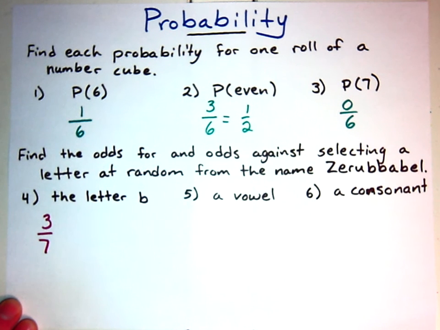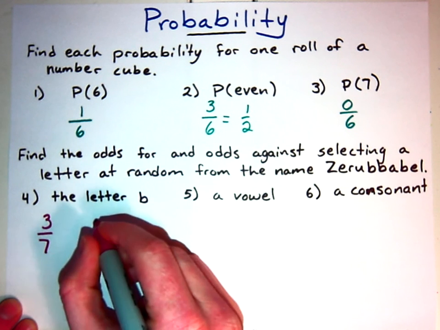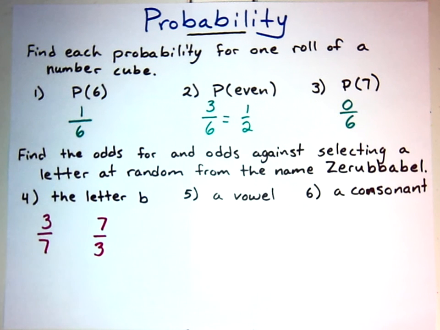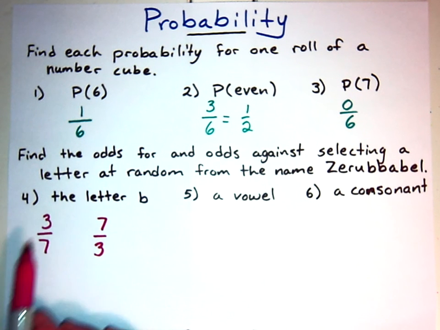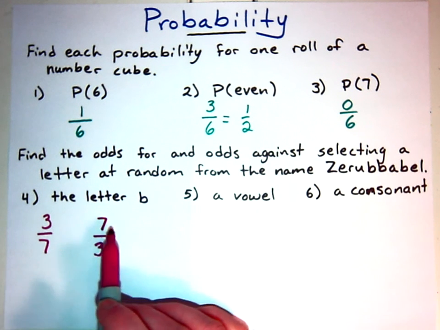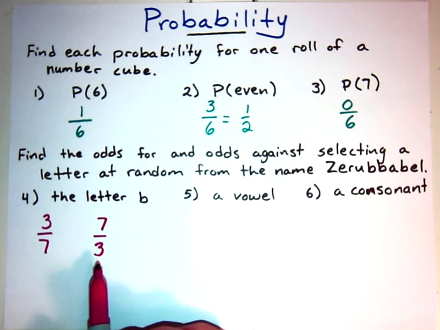And my odds against, well, guess what that's going to be? Remember, odds against, it's unfavorable over favorable. Well, we already found those two values. So the odds against are always the opposite of the odds for. It's just flipping those values because now this is 3, the favorable, over 7, the unfavorable. That's odds for. Over here I have 7, that's unfavorable, over 3, the favorable, so that's odds against.